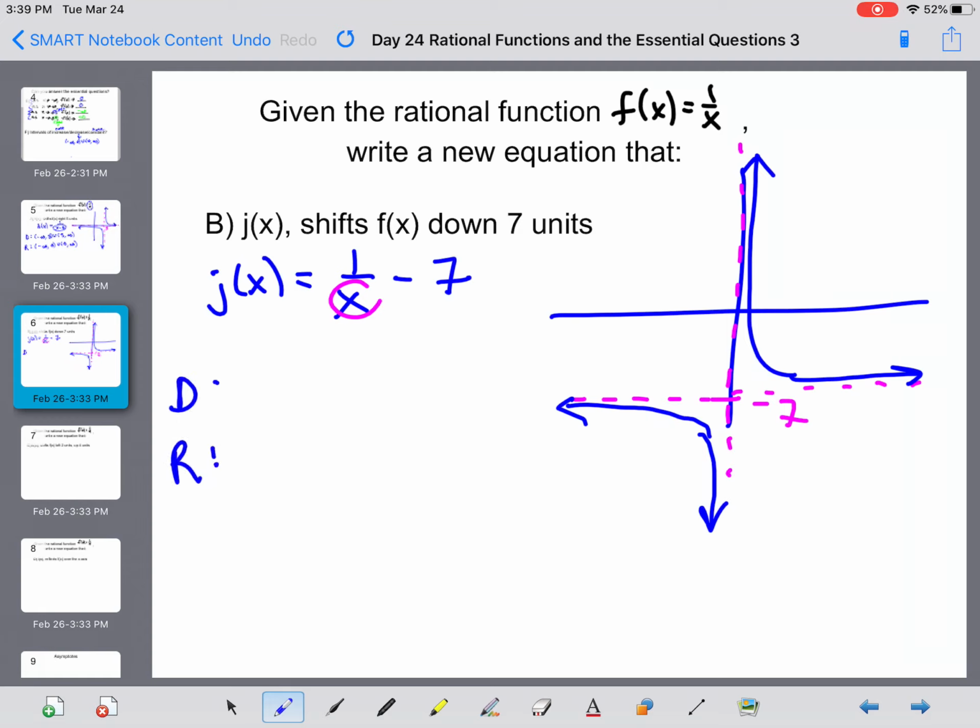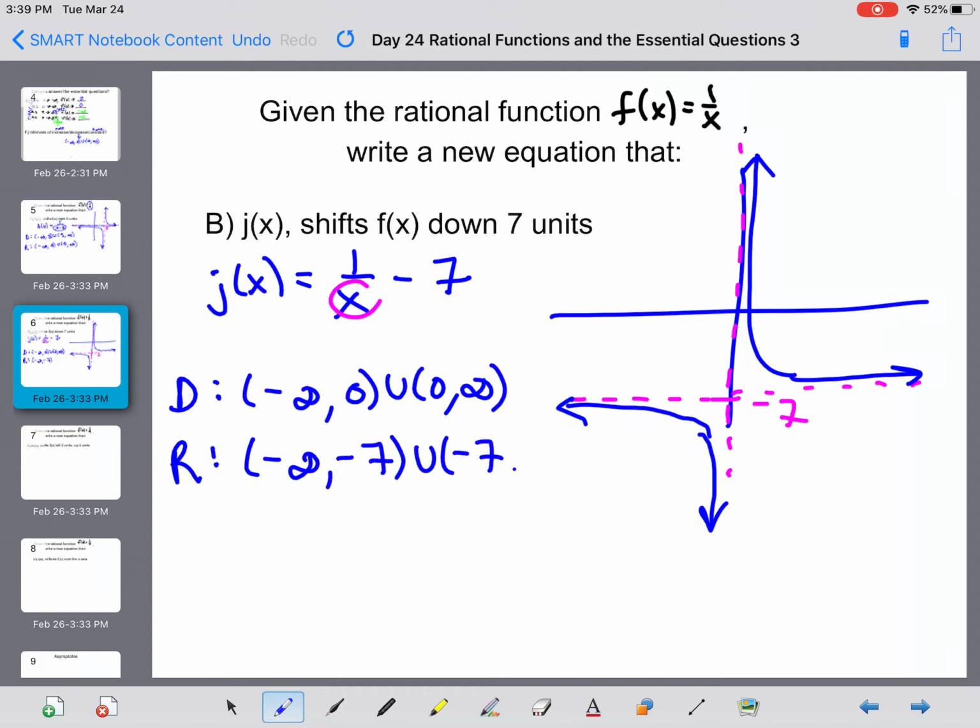Domain and range here. Domain is going to be everything but 0. So we're just going to skip over 0. And range now is going to be everything but that negative 7.